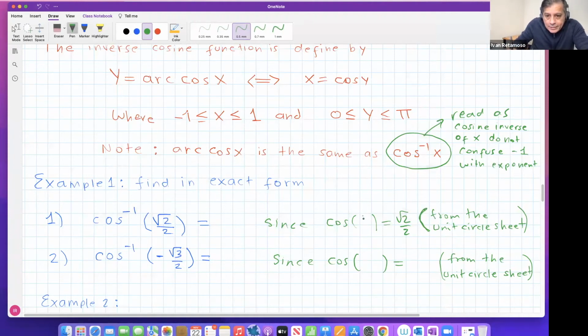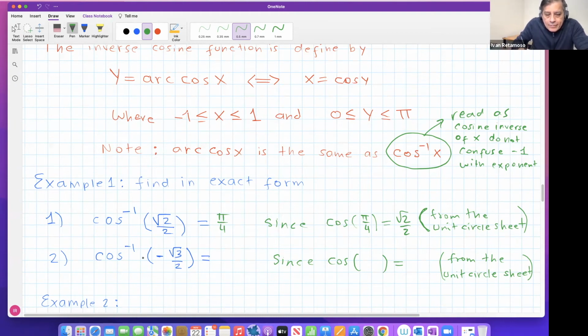So therefore, I got an angle, 45 degrees, pi over 4, right? It's written also there, pi over 4. The cosine of pi over 4 is the square root of 2 over 2. Therefore, cosine inverse of square root of 2 over 2 should be pi over 4, right? Pi over 4. It's just this statement in reverse.